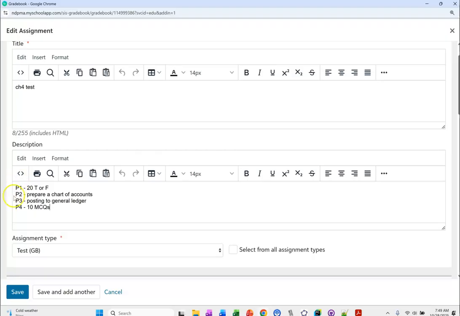So again, the majority of your points are going to live in these 2 categories, the preparing the chart and then posting to the general ledger, because there's the most accounting style questions there. You guys feel okay as to what to expect? Okay.